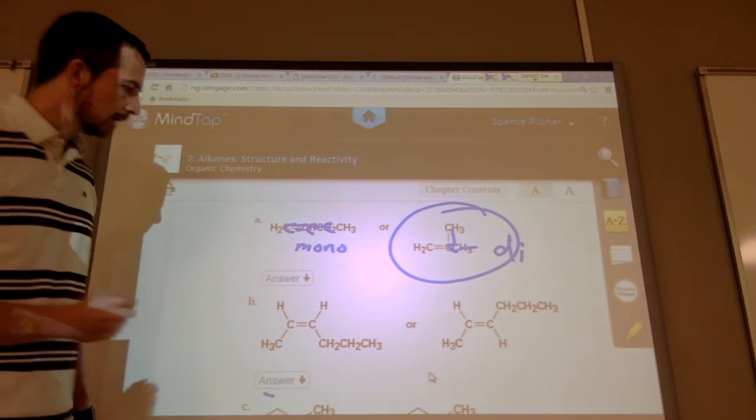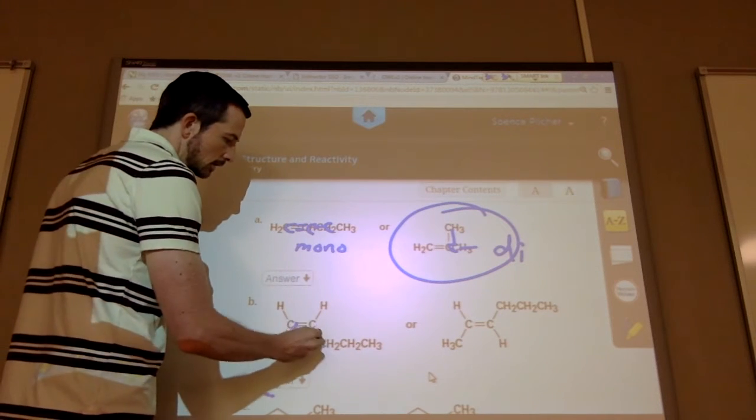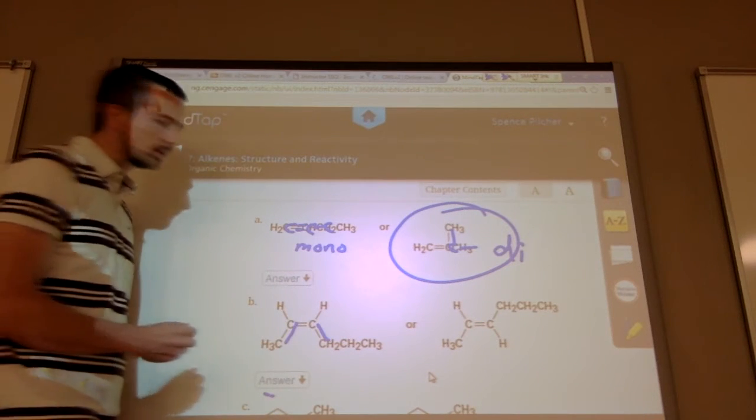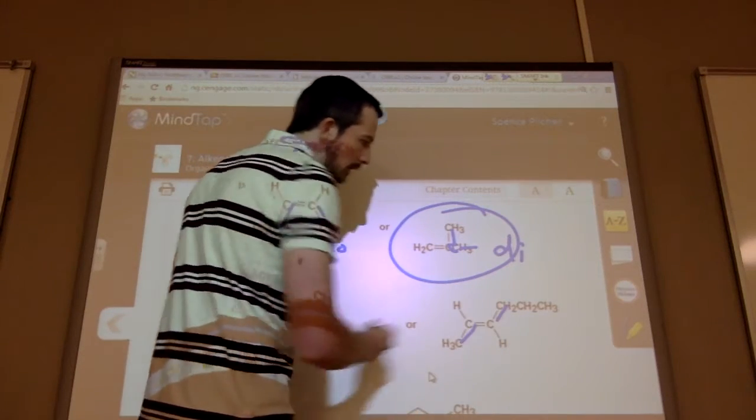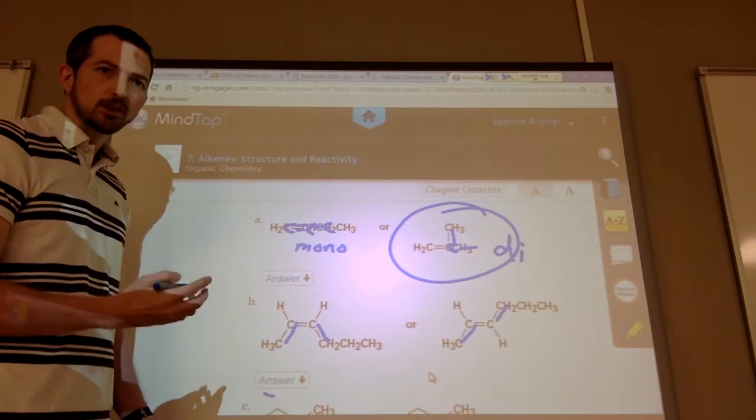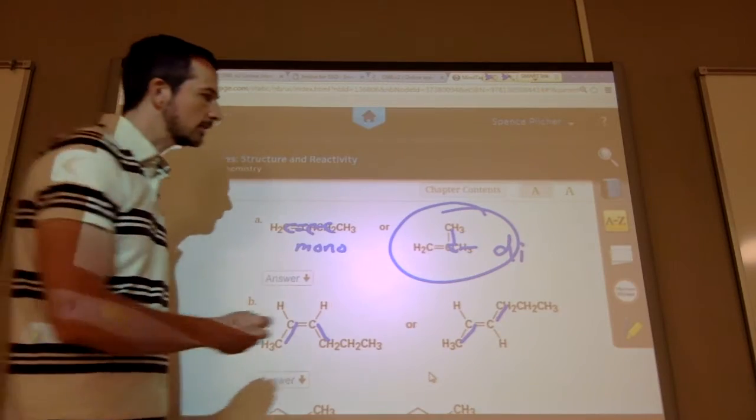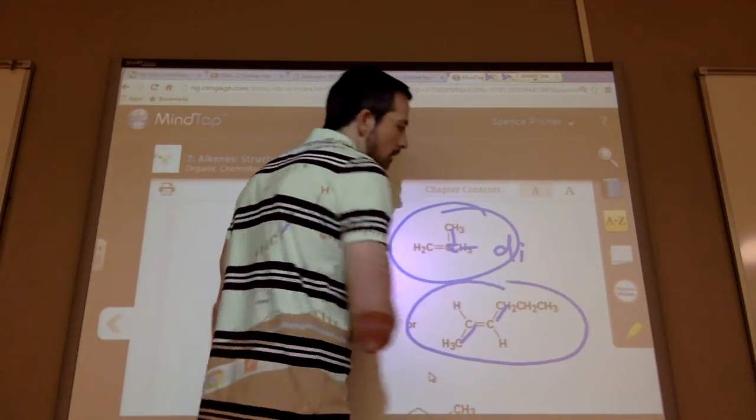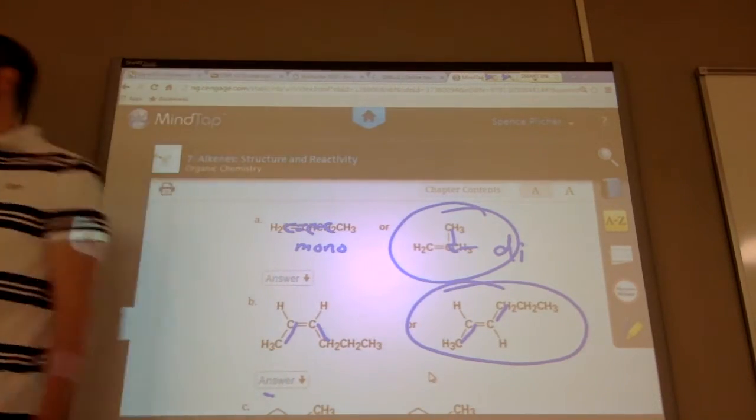If I look at B, disubstituted, but here the difference is cis and trans. Trans is more stable than cis.